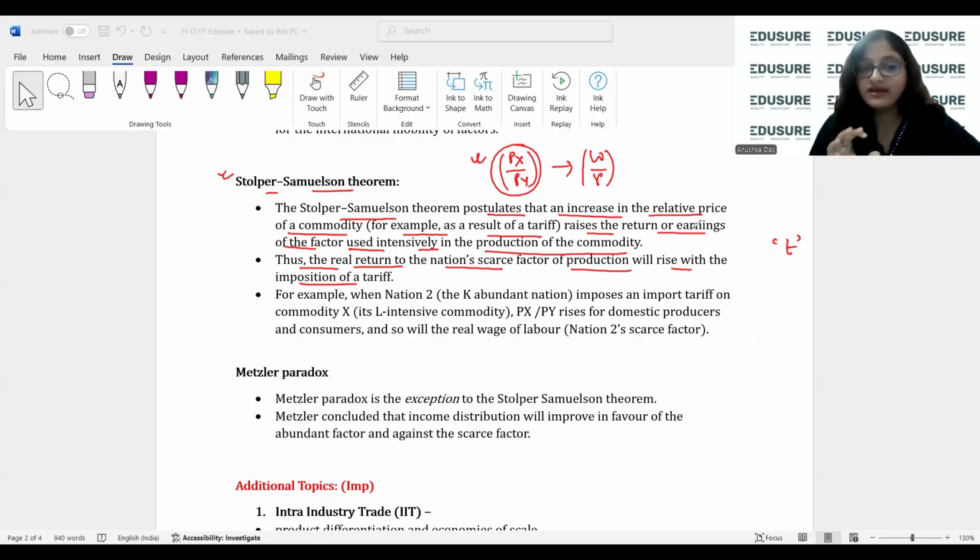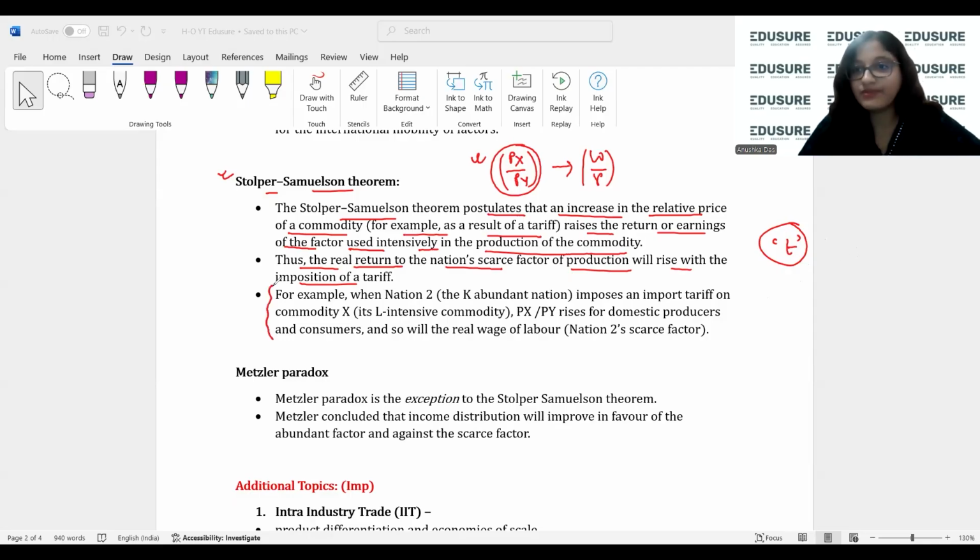That is the only result that has been derived from the Stolper-Samuelson theorem, which is different from the usual trade result. If there is no tariff and no barriers present, then international trade will always benefit the abundant factor and always hurt the scarce factor. The Stolper-Samuelson theorem says the reverse. If a tariff is present, then the scarce factor of the nation will gain from the trade and the abundant factor will lose from the trade. I'm just giving you the proposition and main finding, not the derivation and diagrams.